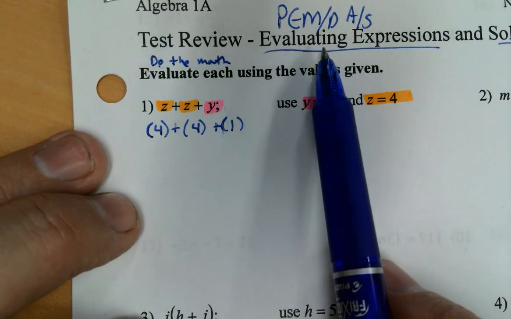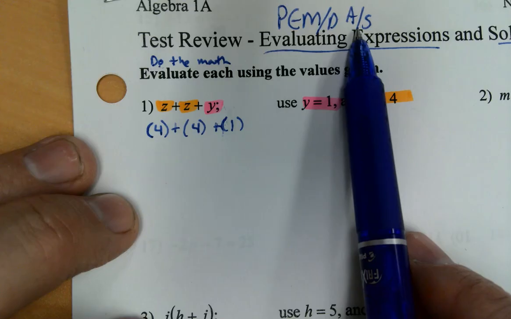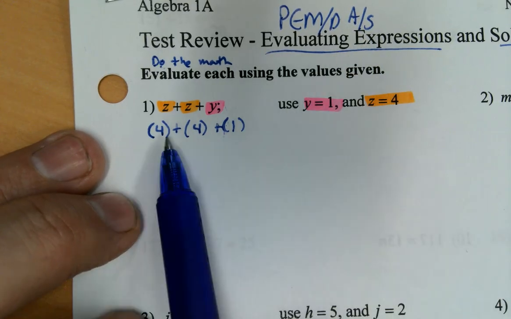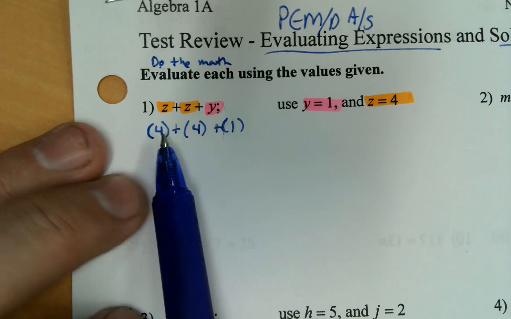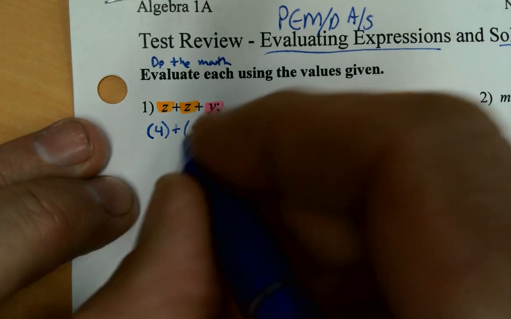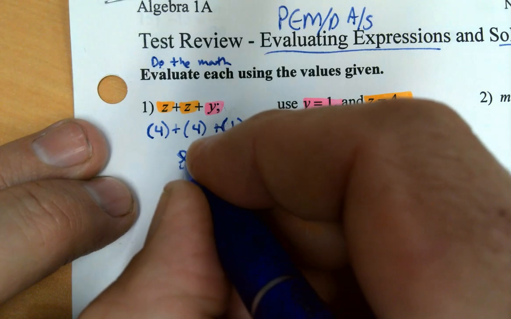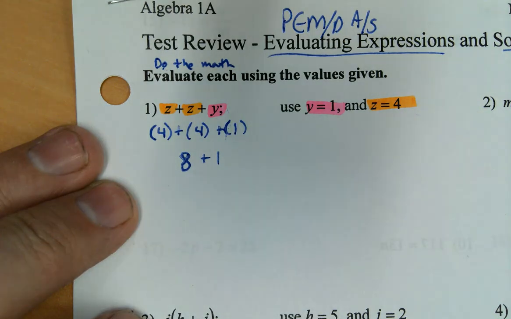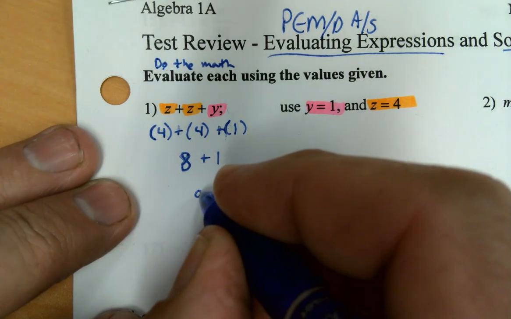This one does not have any multiplication. It has addition. And so addition and subtraction work the same way. We work from left to right. So we're going to do the leftmost addition first. 4 plus 4. 4 plus 4 is 8. So now we have 8 here with that 4 plus 4. And we're going to take and add 1 to that now. 8 plus 1 is 9.